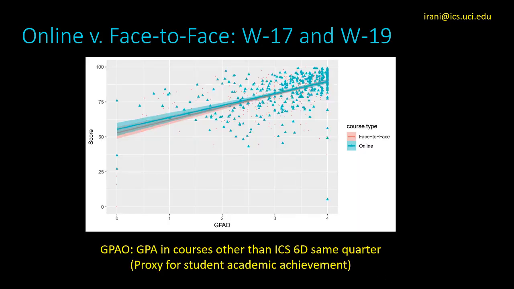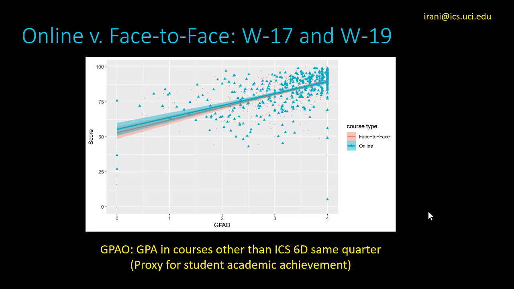Some past studies that compare online and face-to-face classes have discovered that the online format disproportionately affects students at the lower end of the academic spectrum. So in order to study this phenomenon, we use GPAO as a proxy for student achievement. The GPAO is the GPA of each student in the courses other than ICS-6D in the same quarter. So the y-axis here shows the average score in ICS-6D, and the x-axis is the GPA in their other classes outside of ICS-6D. So as you would expect, scores in ICS-6D correlate positively with a higher GPA.